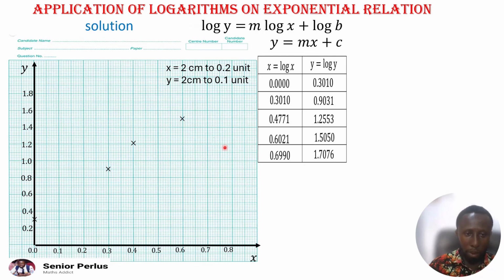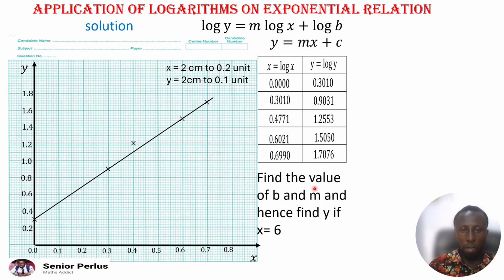Perfect. Then my s was 0.699, approximately 0.7, so 0.7. Then my y was 1.7, so something here. Very good. Then I'll draw a straight line that best fits. Good. So then I'll find a gradient. This was the question: find the value of b and m, and hence find y if s is 6.